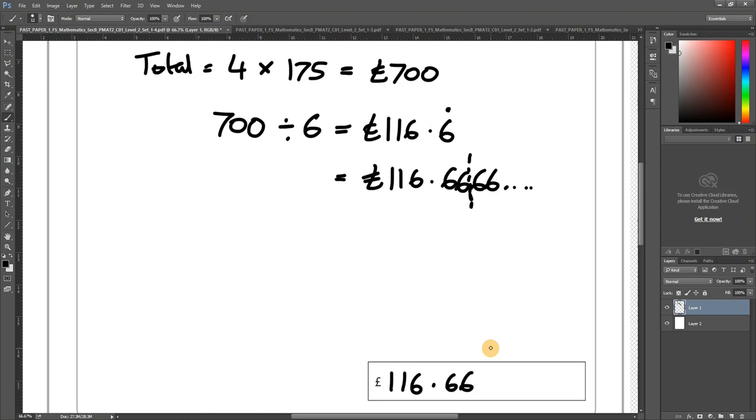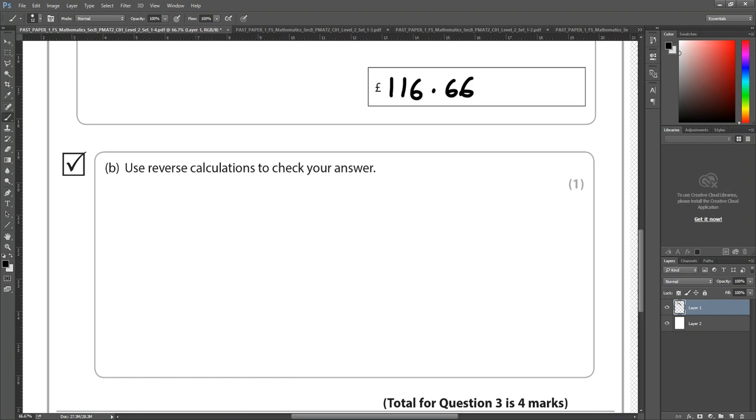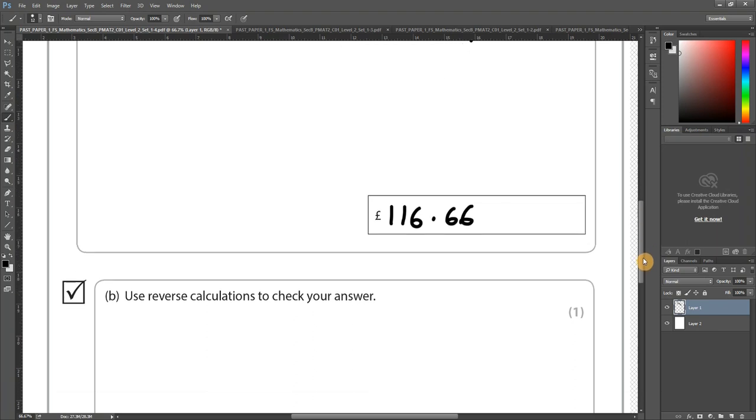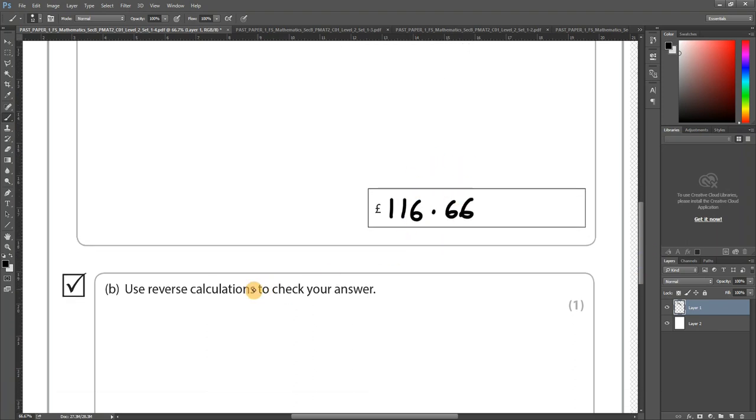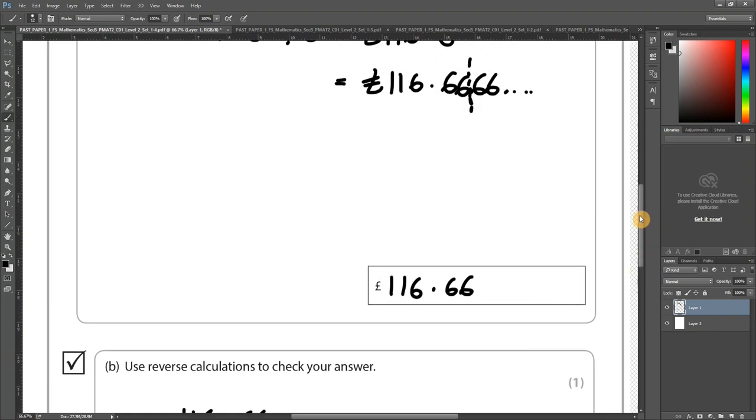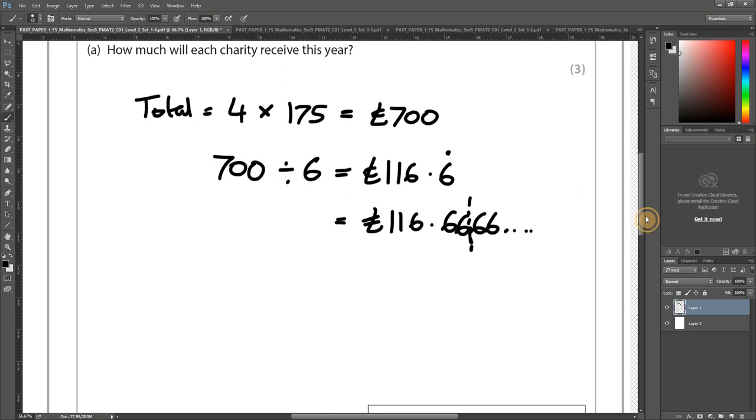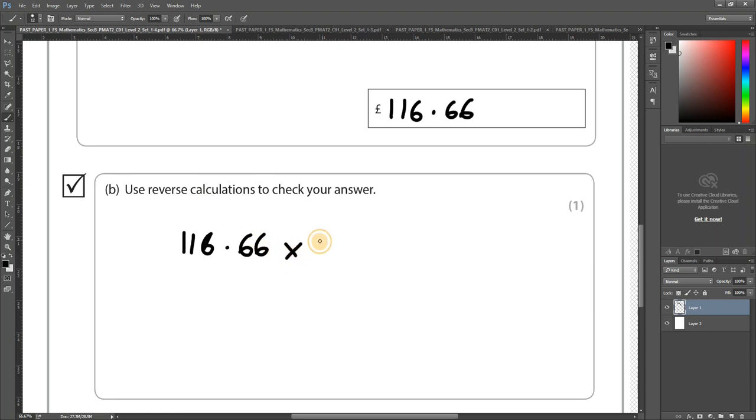Part B says use reverse calculation to check your answer. So obviously when it asks for the reverse calculation, you're going to have to work backwards from your answer. So for me personally, my answer was £116.66, and working backwards, the opposite of the last thing I did, which was divide by 6, so I'm going to have to times by 6. I'm going to have to type that in my calculator because I rounded my answer, don't forget. So don't just assume it's going to be the same answer.